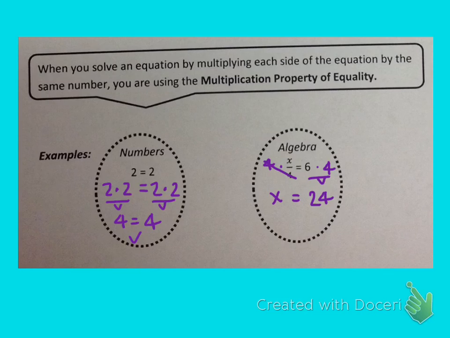So right now I think that x should equal 24, and of course let's plug in just to make sure. So does 24 divided by 4 equal 6? Well, 24 divided by 4 is 6, and 6 equals 6, so that's great. Yay!